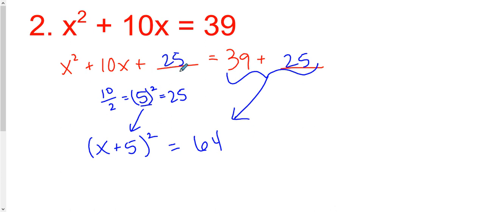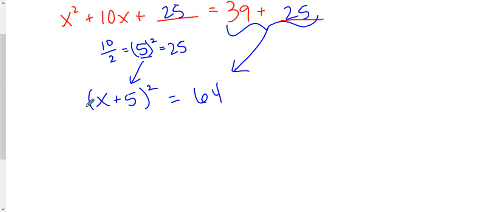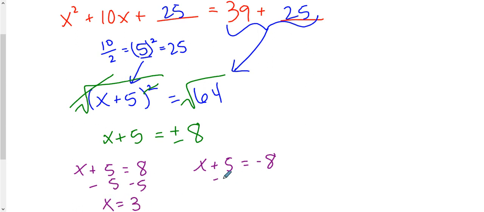This is kind of the weirdest part. From here, students are typically pretty good. To solve for x, we're going to square root both sides. My square root cancels out my square. I'm left with x plus 5. The square root of 64 is plus minus 8. And now I can split this into two equations. So I'm going to have x plus 5 equals +8, and then x plus 5 equals -8. From here, I'm going to subtract 5. So x equals 3. And then I subtract 5 on this side, and x equals -13.